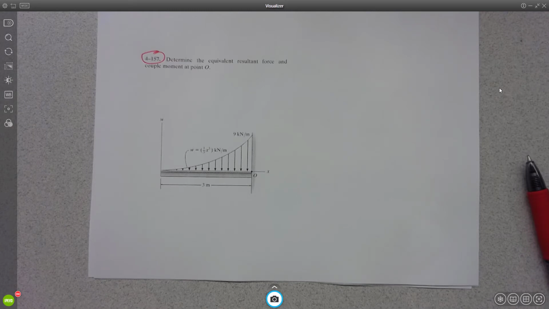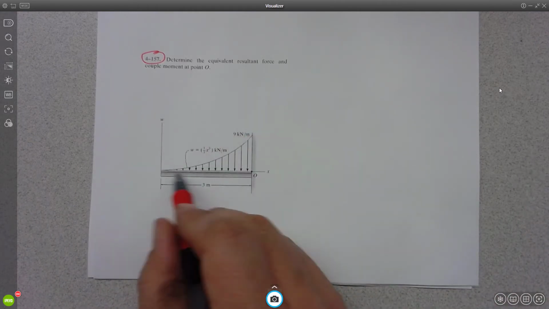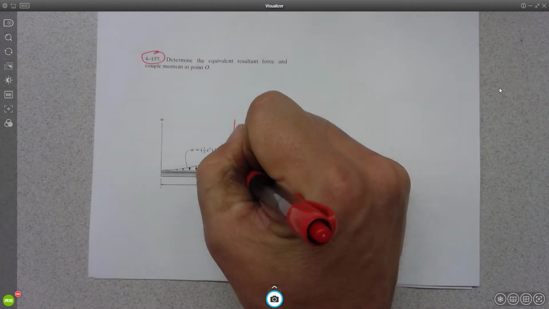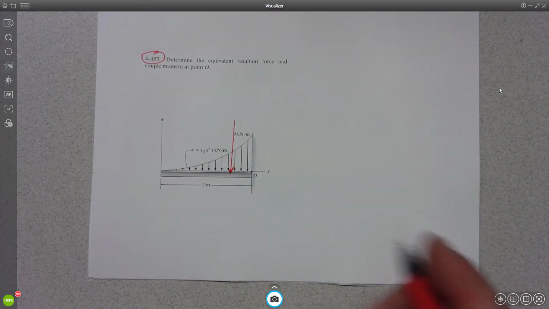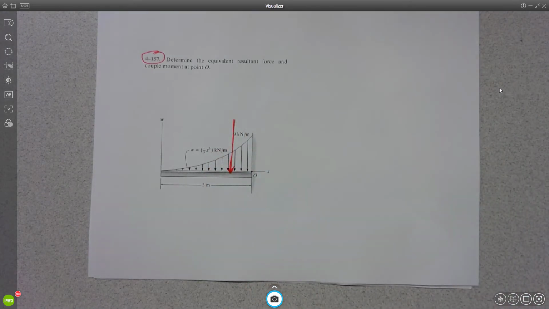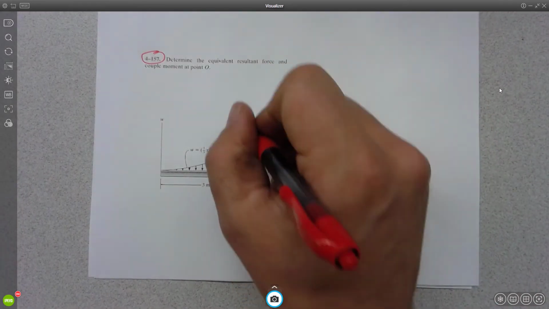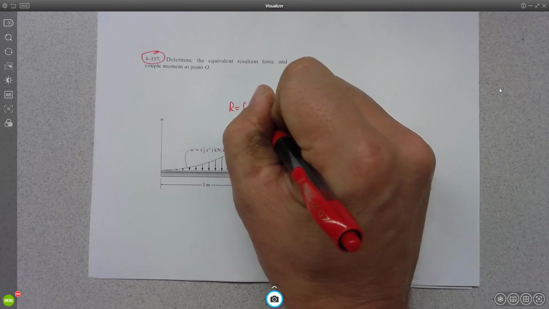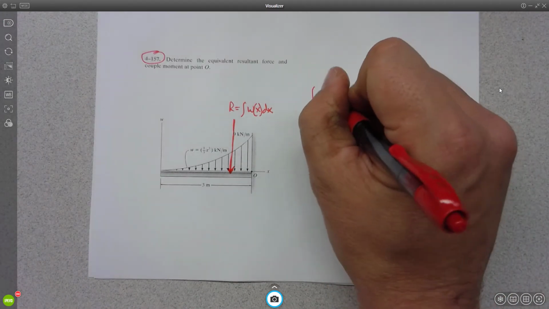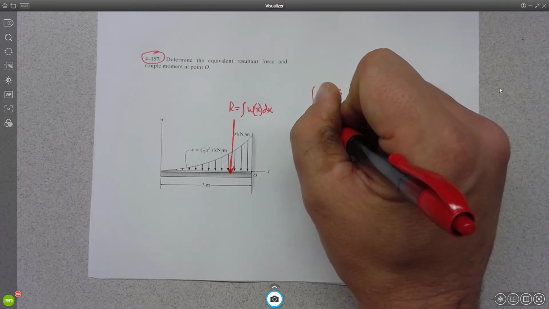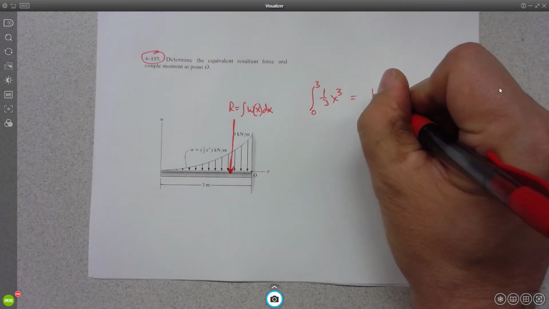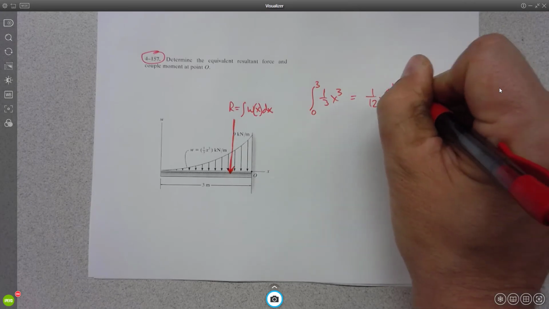Ready? How do we find the resultant force of this here curve? Right, we're going to have some force right there, maybe. How do we find it? Okay, we need to find the area, right? So this resultant, okay, we're going to go the integral of 1/3 x cubed from 0 to 3, which I'm pretty sure is 1/12 x to the 4th, 0 to 3, right?